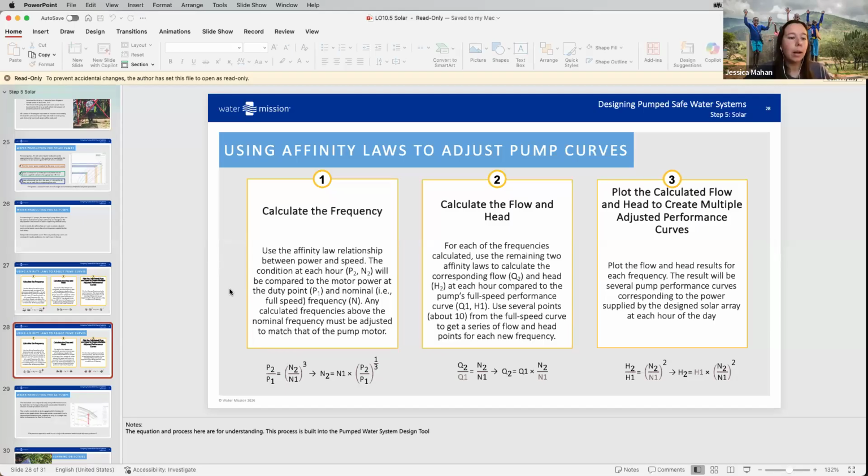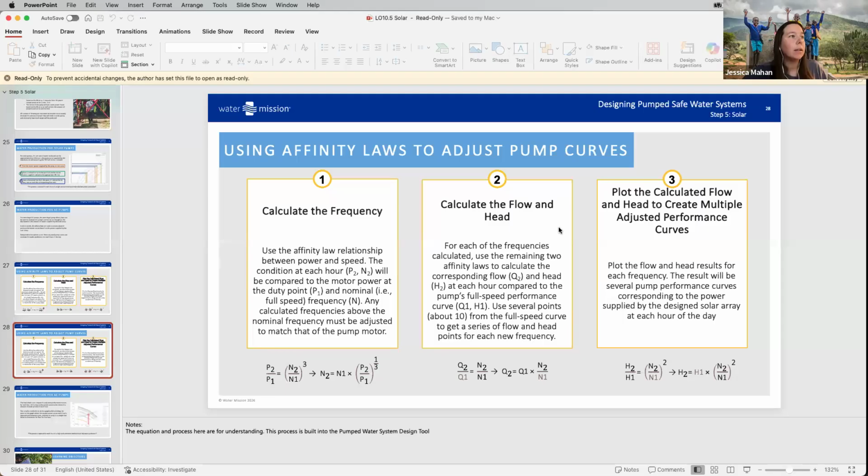To do that, we need what the pump manufacturer says our frequency is for the pump, and then what they say the power is, which is something that we found in step 4 of the process when we were looking at our pump. So those two numbers, and then again, we need our derated power at each hour of the day. And that'll give us a new frequency at each hour of the day.